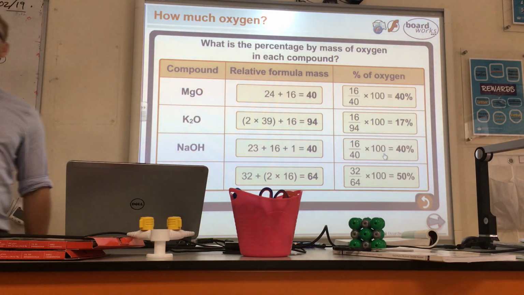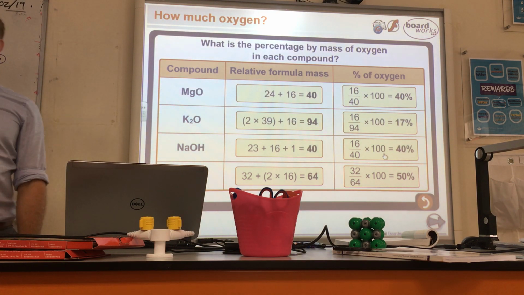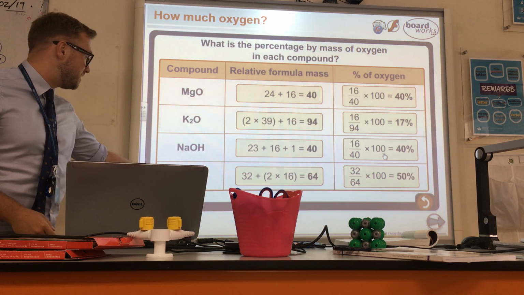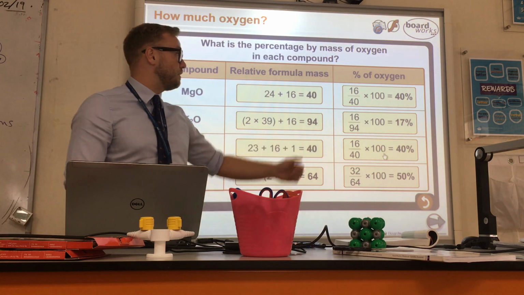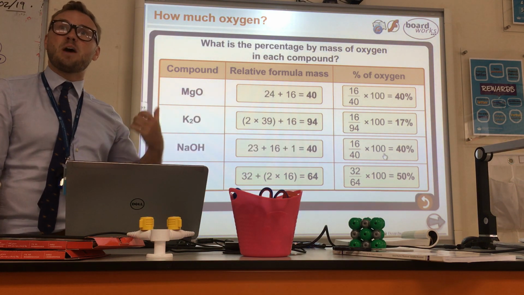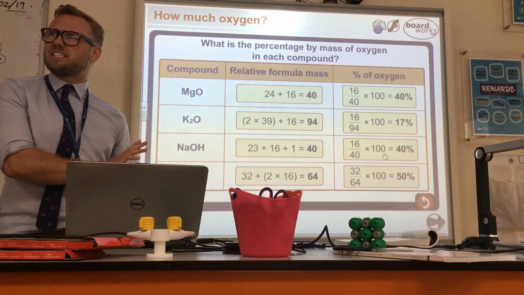40%. Now, isn't that interesting? When you look at those molecules, if I said to you, compared to their mass, which one has the most amount of oxygen, you wouldn't have said sulfur dioxide, or probably not, would you? You wouldn't have realised that was 50%, and you wouldn't have thought maybe the oxygen was so little by mass in that one. So that's when we work out percentage by mass.